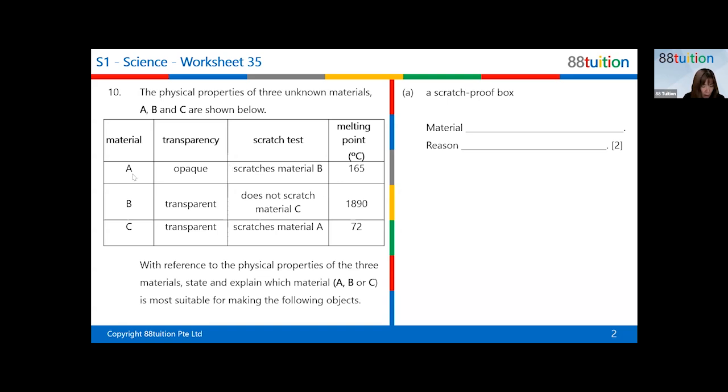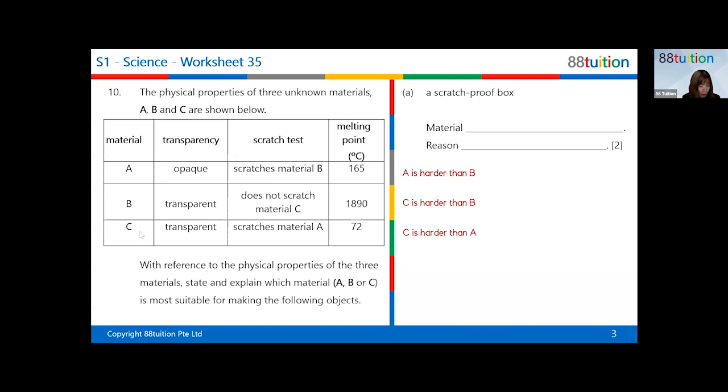Now, in this case, you have A scratches material B, B does not scratch material C, then we have C scratches material A. When you are looking at this piece of information, you have to know how to rank them in the right order. So write down something beside your table, or just within the table, scribble something. When A scratches B, that means A is harder than B. B cannot scratch C, so C must be harder than B.